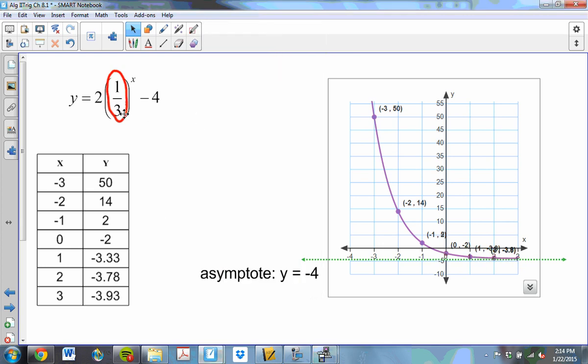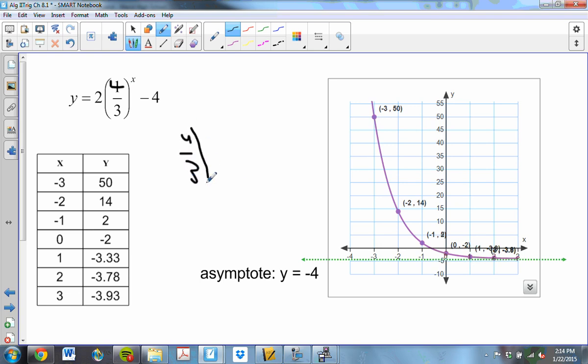Some people start to think that this value in here has to be a fraction, but it's not that it's a fraction, it's that it's less than 1. If this was a fraction bigger than 1, like 4/3, if I was doing 4/3 to the 5th or something, like if x was 5, I'd be doing 4/3 times 4/3 times 4/3 times 4/3 times 4/3, which is going to be an ever-increasing number.